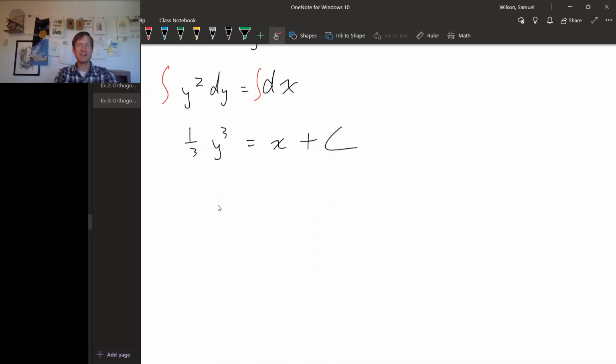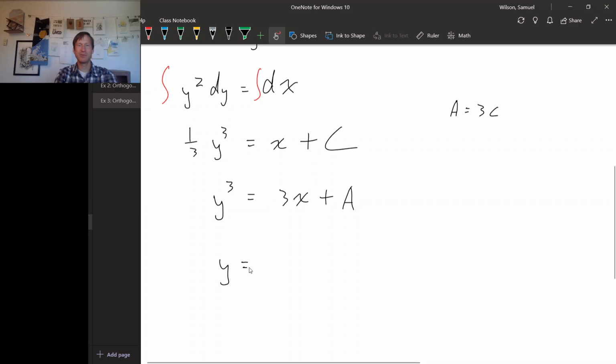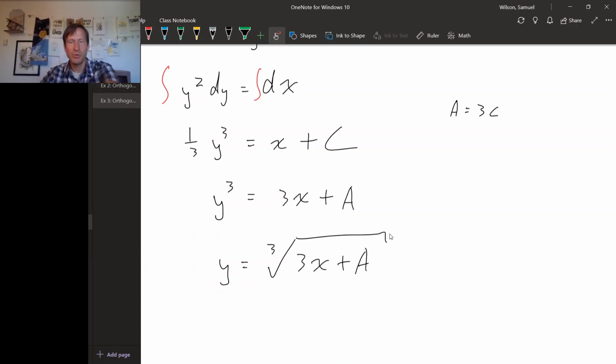So multiply both sides by 3. So we get y cubed equals 3x plus 3c. And I'm going to name 3c a, just so that I have a different name for it. Okay, and then take cubed roots. So, y equals cubed root of 3x plus our constant. Okay, so now we can graph this.